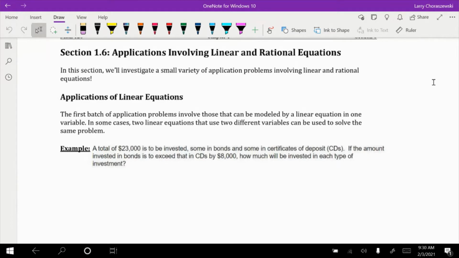So, all right, we are going to move on to section 1.6, where we'll be working on some application problems that involve linear and rational equations. Now, the first couple of examples are kind of warm-up examples. They come out of section 1.2, and even though they come out of section 1.2, they can be modeled with a linear equation. And the key to all this is, you want to end up creating an equation, in which case, you can solve for the variable.